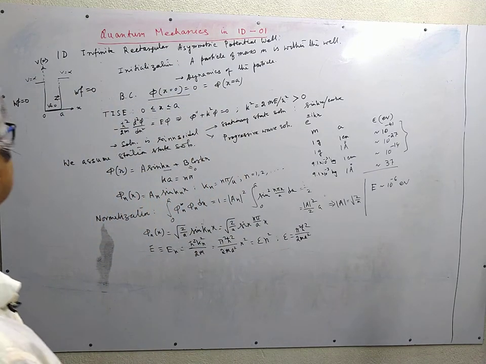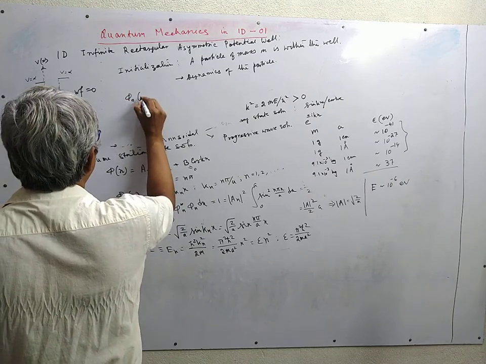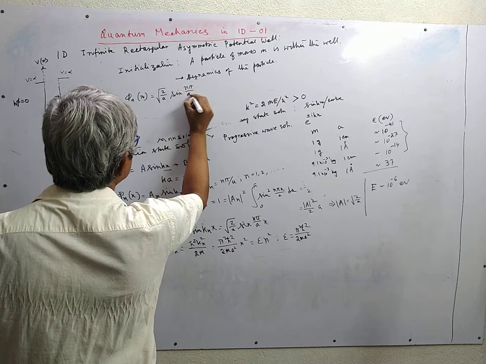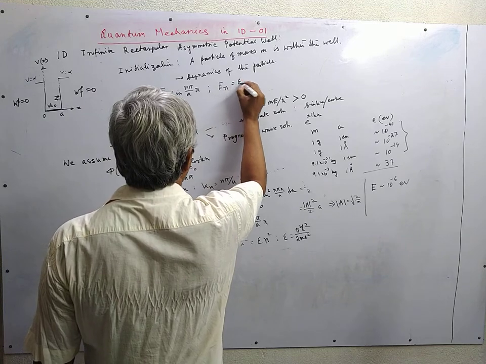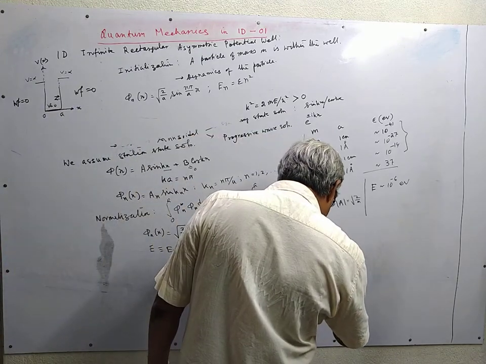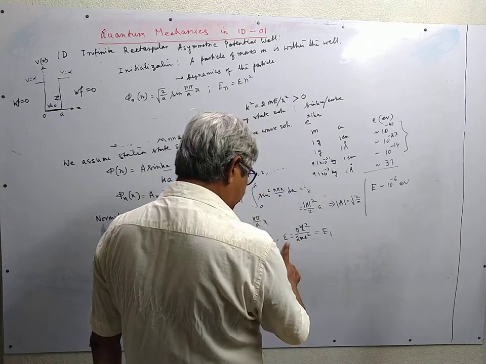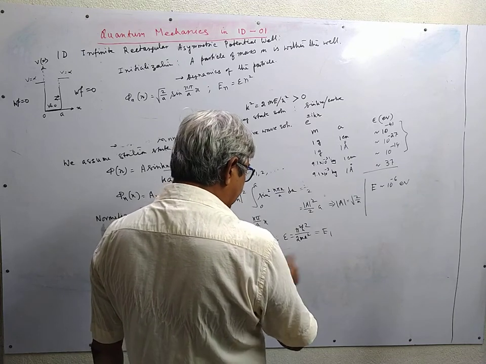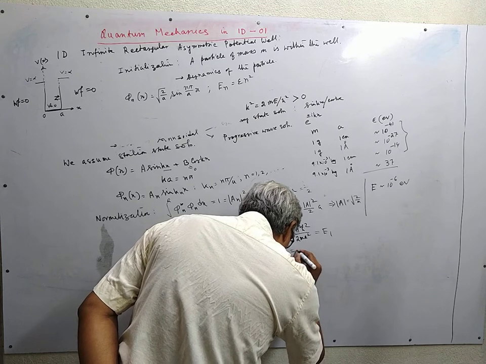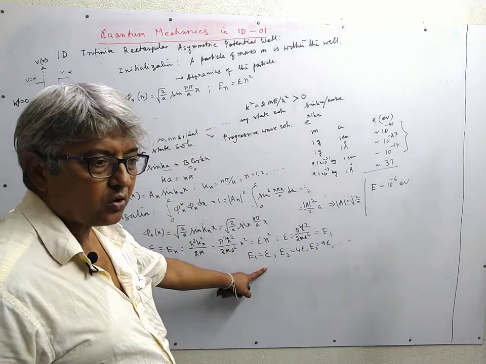So we conclude that the eigenstate of the problem is like this, and the corresponding energy En is equal to epsilon n squared. Another justification we want to give: this is also the energy for the lowest possible state. So the minimum energy of the particle is E1, which is epsilon, then E2 is 4 epsilon, E3 is 9 epsilon, and so on and so forth. So this is the minimum possible energy. It is called the ground state energy.